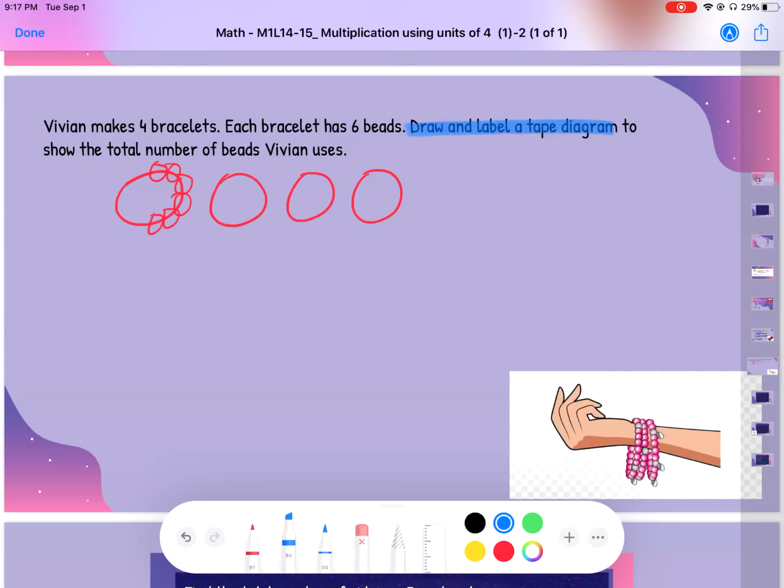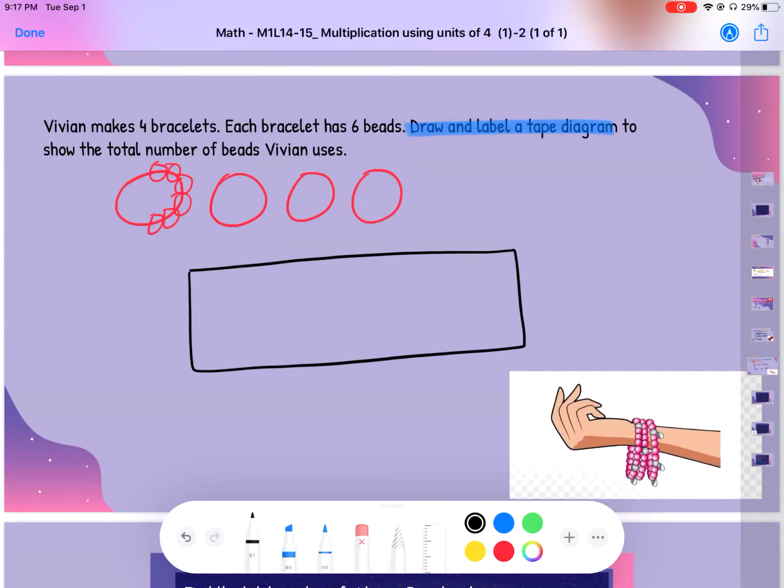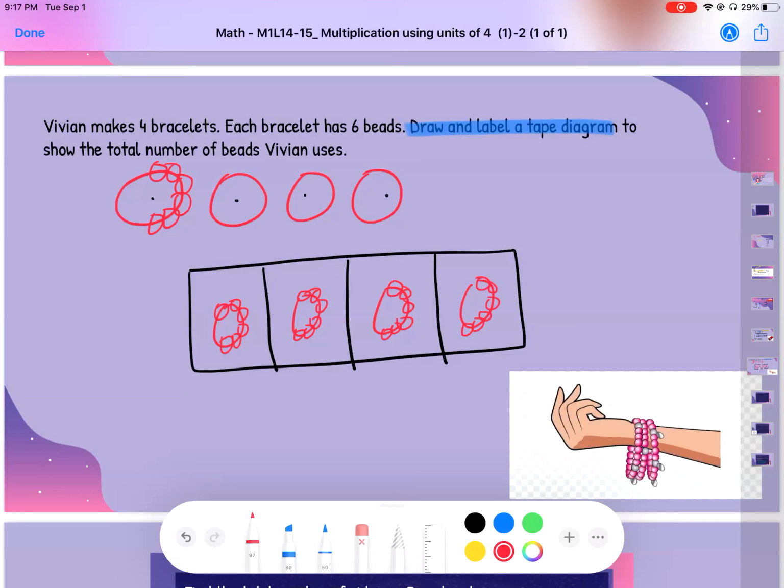So once again, tape diagram. So I'm going to draw my big rectangle first. And how many boxes do I need? Let's look at the number of bracelets. 1, 2, 3, 4. So I'm going to divide this box into 4. And I'm going to draw 4 bracelets here. And I'm going to draw 6 beads on each one. Now, my box is ready.